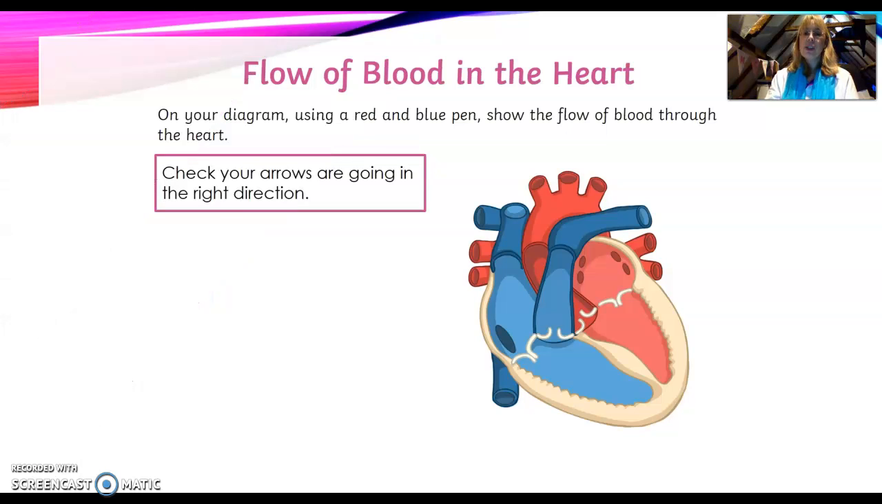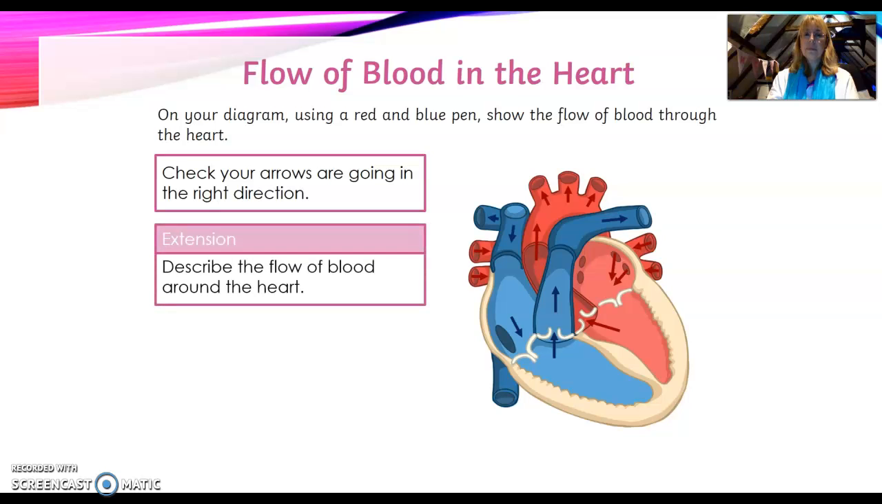Now what I'd like you to do is just add in some arrows onto your diagram to show the direction of the blood flow. Okay, so over here I've shown the oxygenated blood, and over here the deoxygenated blood. And you should be able to describe the flow of blood around the heart. So you need to know your scientific terms.